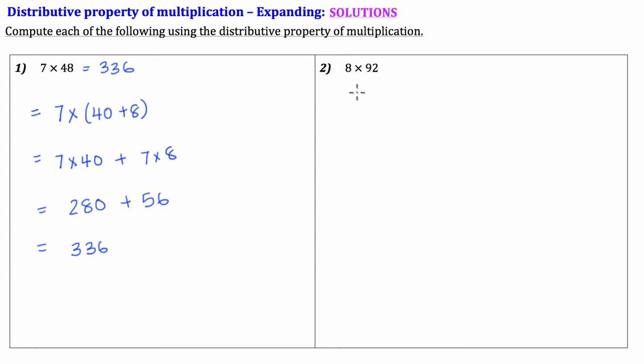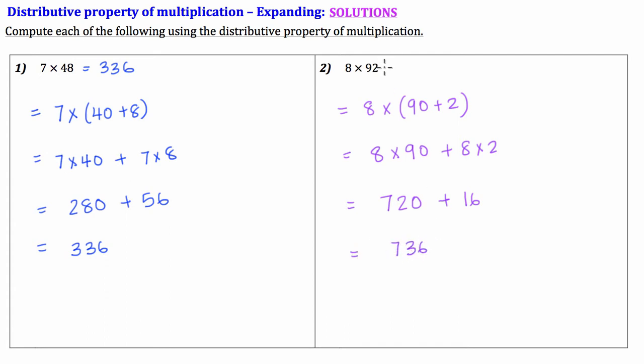The next problem is 8 times 92. Again, we can rewrite this as 8 times (90 plus 2). And now we'll use the distributive property to write this as 8 times 90 plus 8 times 2. 8 times 9 is 72, so 8 times 90 is 720, or 72 tens. Plus 8 times 2 is 16. And the sum is 736. So this is equal to 736.